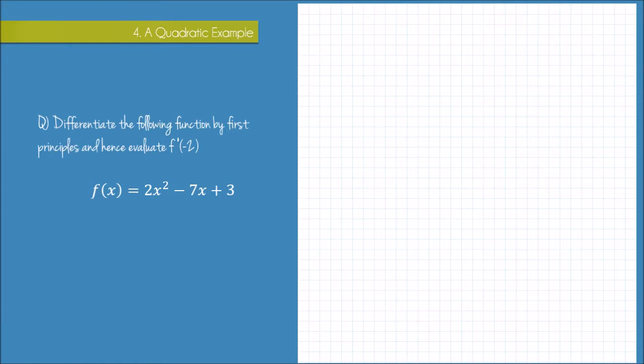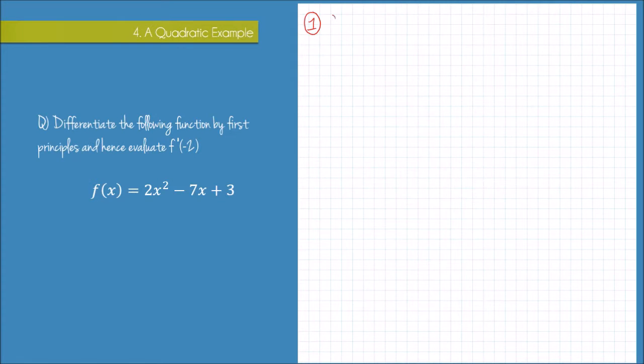In this second example, we have a quadratic function, and we need to use first principles again in order to find the derivative. In this question, we also need to evaluate the derivative when x is minus 2, and that's just going to involve subbing in minus 2 for x in our final answer, and we'll see that towards the end of the question. So let's jump straight into our step-by-step approach.